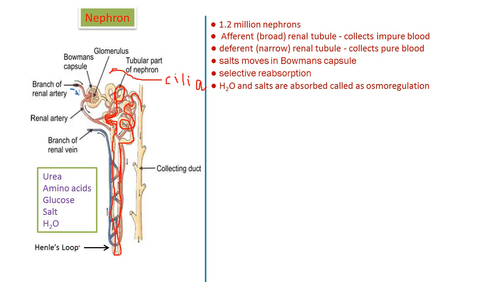So in Henle's loop, amino acids and glucose are not there. In Henle's loop generally it will absorb only salt and water. Amino acid and glucose are not there. Now what happened, it will absorb only salt and water. Salt and water absorption is called osmoregulation. Why does it absorb salt and water?